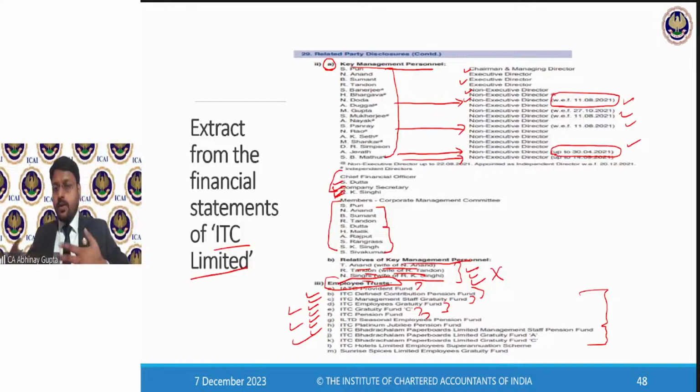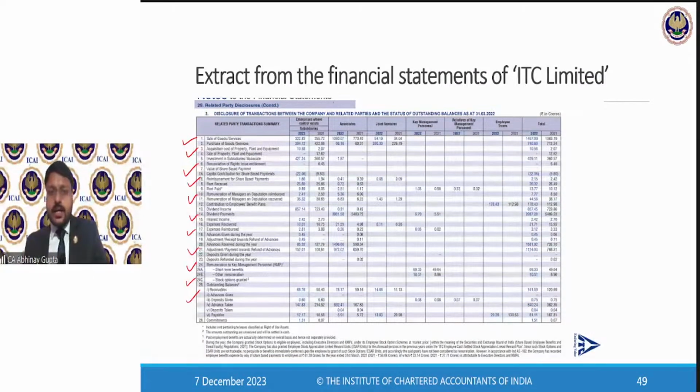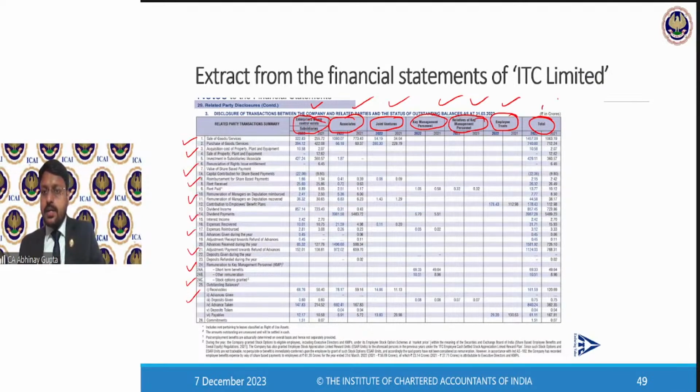So this is the disclosure of the name of the related party and the relationship with them. And this is how the transactions will be disclosed. Here I have listed down the nature of the transactions which I have entered into with different related parties. And here I have captured the related parties: subsidiaries, associates, JVs, KMP, relatives of the KMP, employee trust, and then a total column. So this is the tabular presentation ITC Limited has given for all its related party transactions.